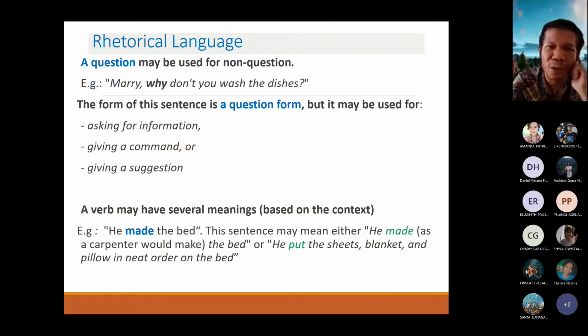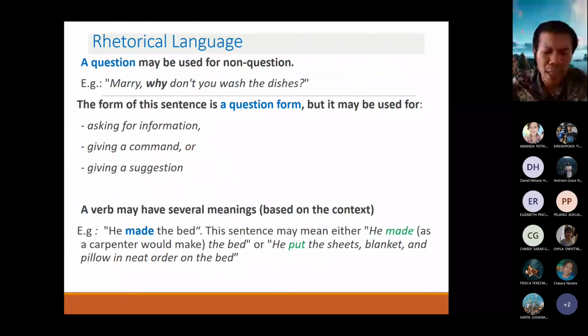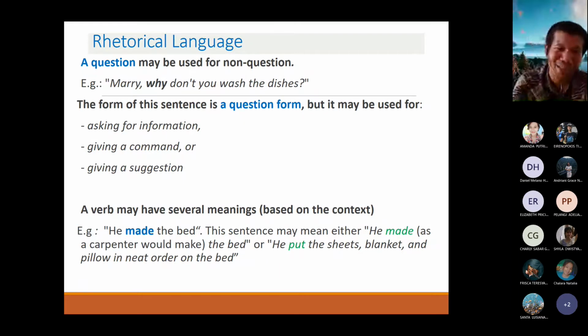Yeah, in rhetorical language, rhetorical means keindahan berbahasa, and in the translation process later on, if you want to be a translator, maybe you have to change the form. For example, the form of a sentence in question form may not specifically be a question, but it can be asking for information, giving a command, or giving a suggestion. For example, if you hear this sentence, Mary, why don't you wash the dishes? It may mean that her mom wants her to wash the dishes. That's a command.